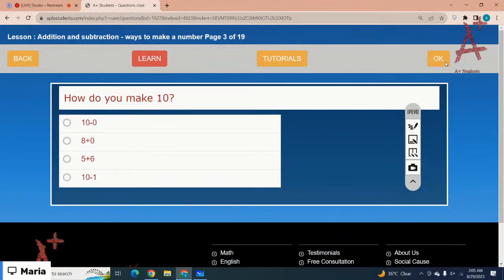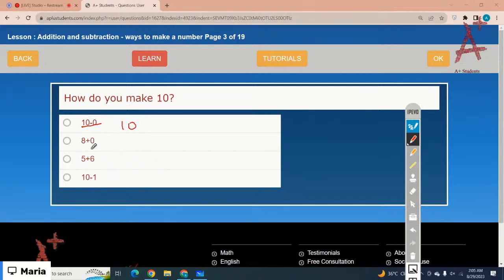Okay, the next one is how do you make 10? So you have to make 10. Let's start with the options. The first one is 10 minus 0. So 10 minus 0 equals 10. 8 plus 0 makes 8. 5 plus 6 makes 11. 10 minus 1 equals 9. So the correct option is 10 minus 0 equals 10. Option number 1 is the correct option.